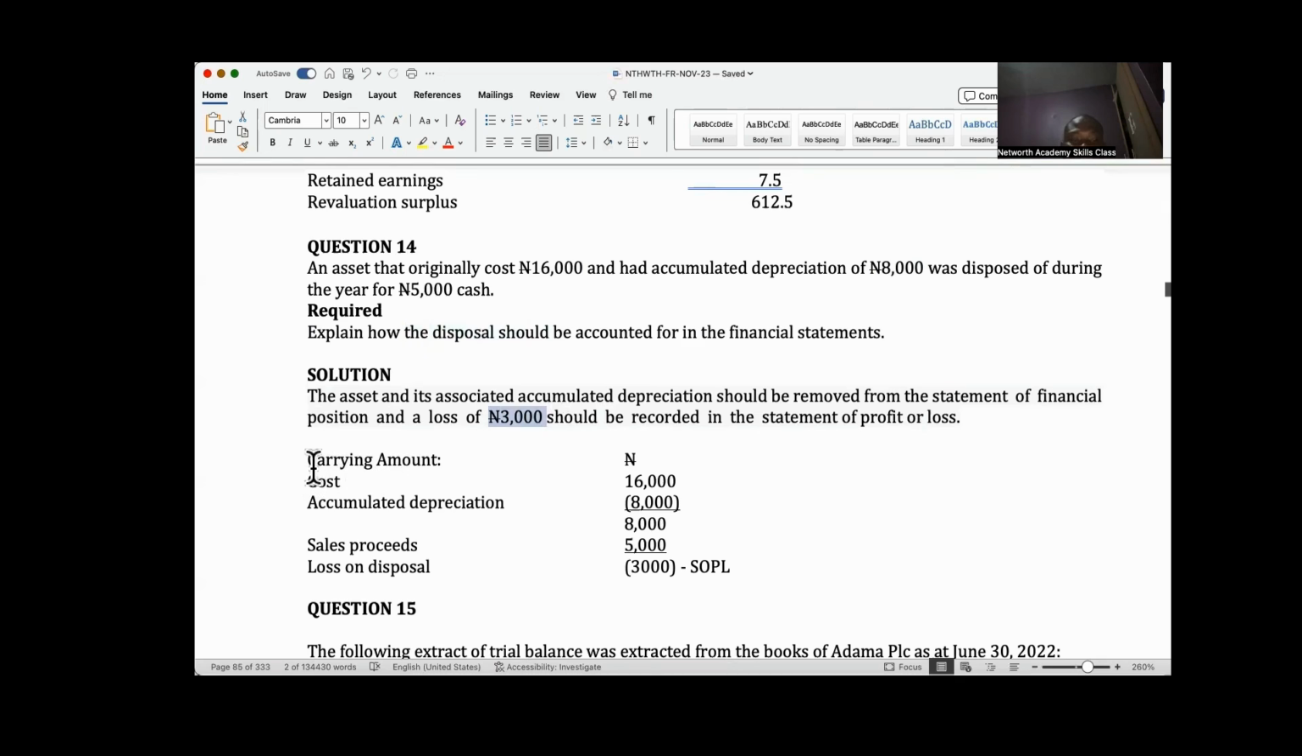That is, we get our carrying amount by comparing my cost, which is 16,000, as given in here. I deduct my accumulated depreciation of 8,000. That gives me 8,000. I compare that with my sales proceeds, which is 5,000 here, as given in the question. That gives me a loss on disposal of 3,000. So this one is always straightforward when there is loss on disposal.